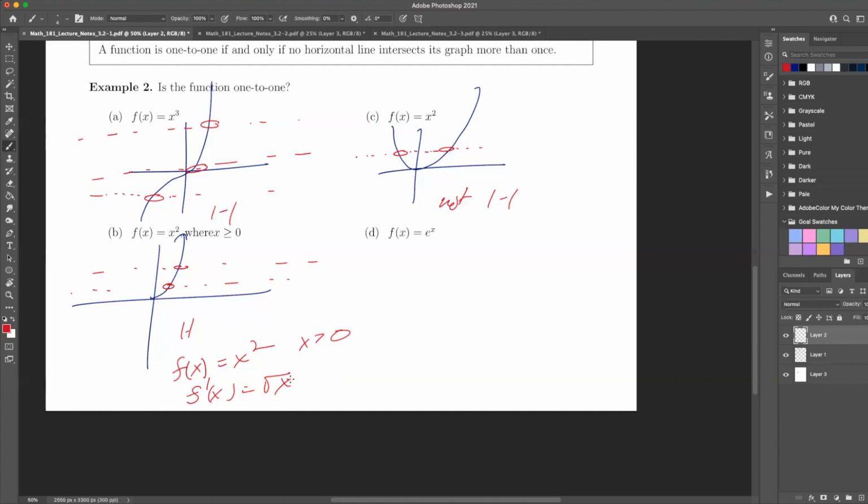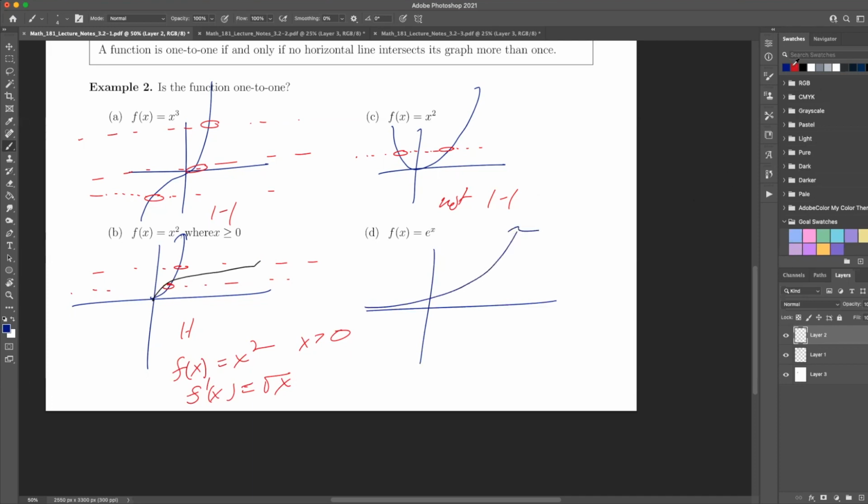And notice this is perfectly fine, and if I drew that, let me just draw that in this color. I don't think I actually wrote this anywhere: the inverse of an inverse is the original function. So the inverse of this function is this function. Okay.